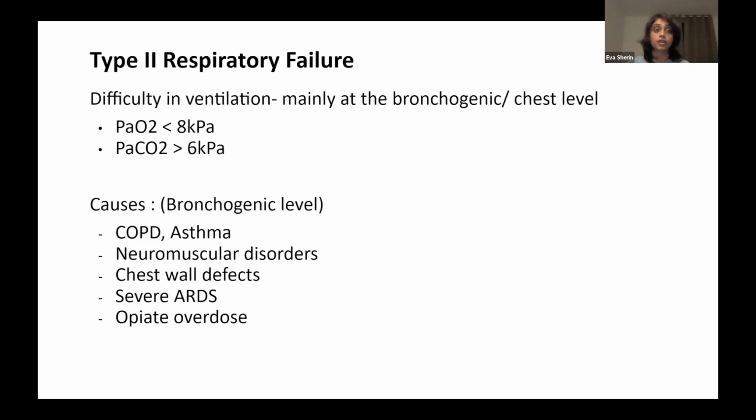Chest wall defects, mainly that I've seen, are secondary to trauma. I've got rib fractures or flail chest, all of which also contribute to this. Severe ARDS. ARDS, if it's there for a long time or a chronic period, also causes constriction of the bronchioles, which ends up having retention of CO2. Opiate overdose causes respiratory depression. If you give too much morphine, it can reduce the respiratory rate, thereby carbon dioxide does not get flushed out and you start retaining it. So all of these would be considered type 2 respiratory failure.